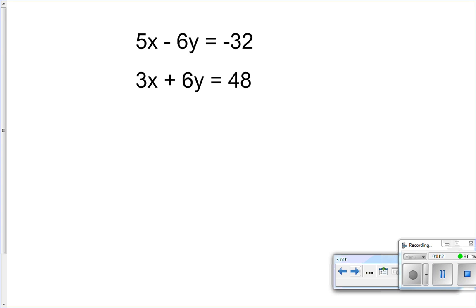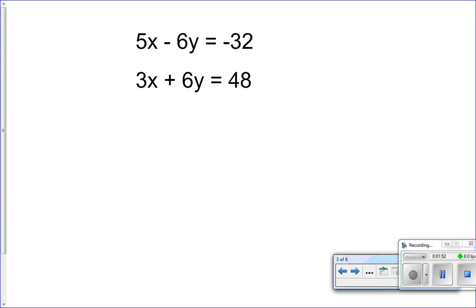So I have 5x minus 6y equals negative 32 and 3x plus 6y equals 48. When we were working with substitution, what we would have done here is solved one of these equations for a variable and then plugged that into the other equation. Now with elimination, what we are going to be doing is basically adding up the two equations together to eliminate or get rid of one of the variables.